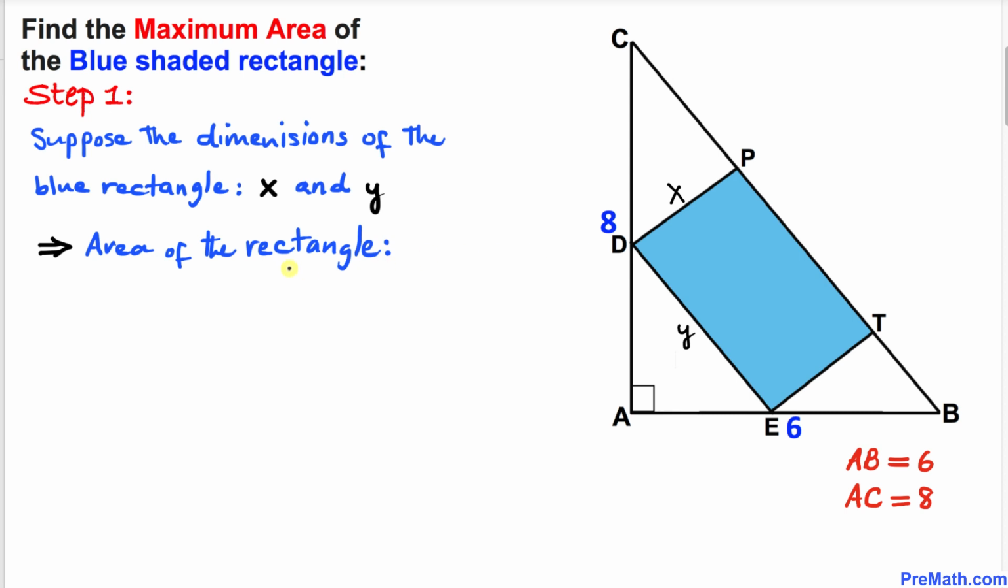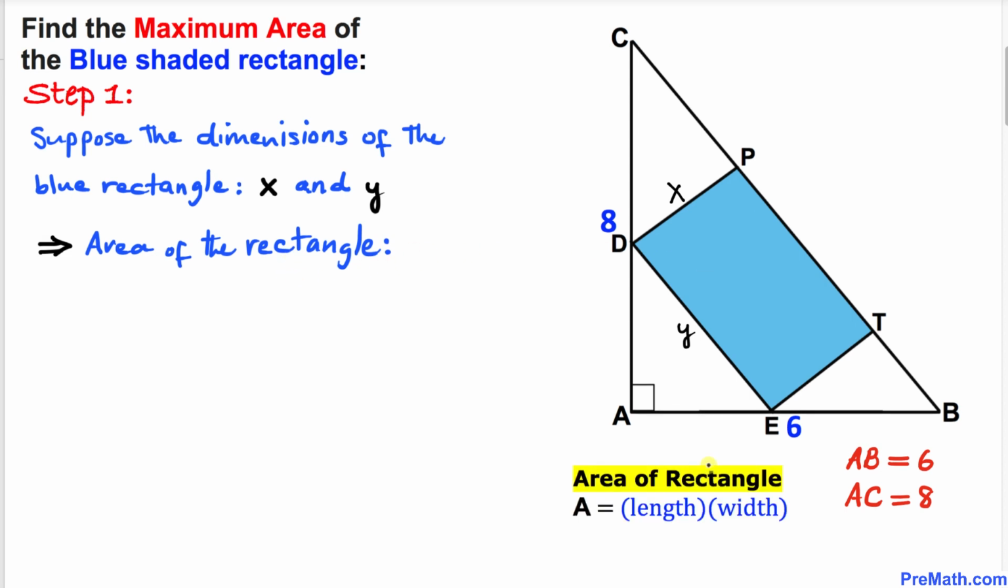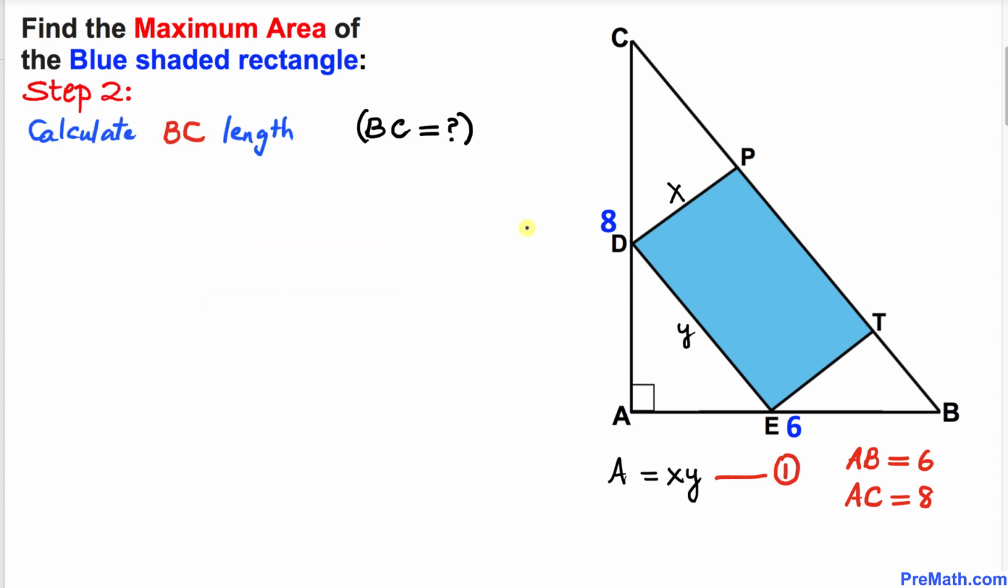And now let's go ahead and calculate the area of this blue rectangle. And here's the area of a rectangle formula. Area equals length times width. So therefore, the area of this blue rectangle is going to be simply X times Y. Now let me go ahead and call this equation number 1. And here's our next step.